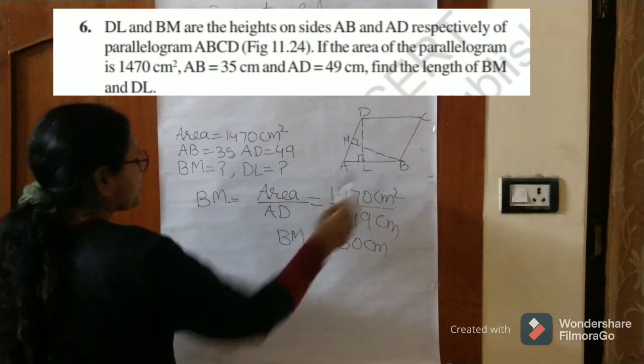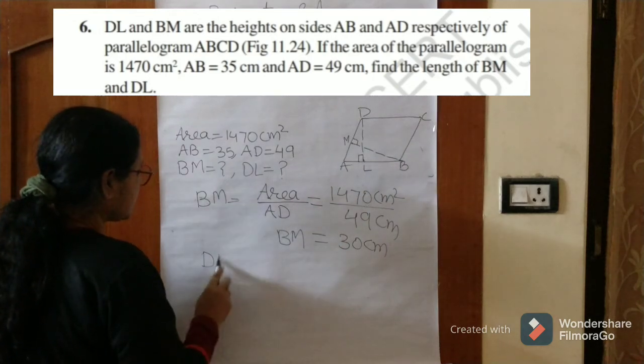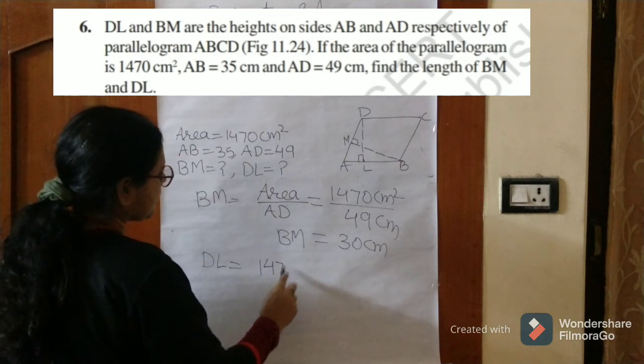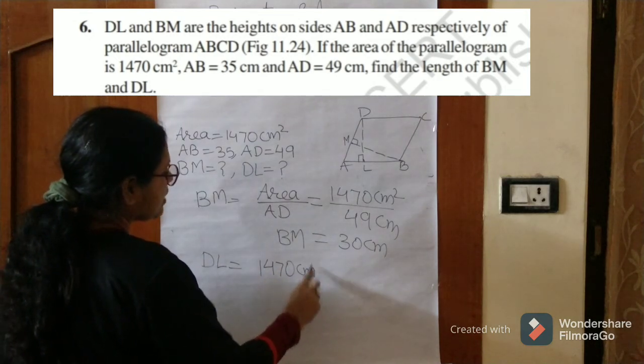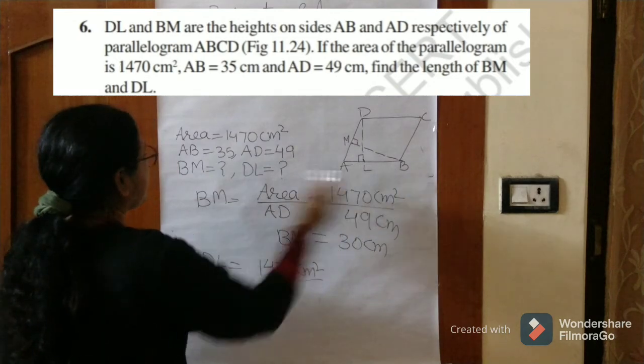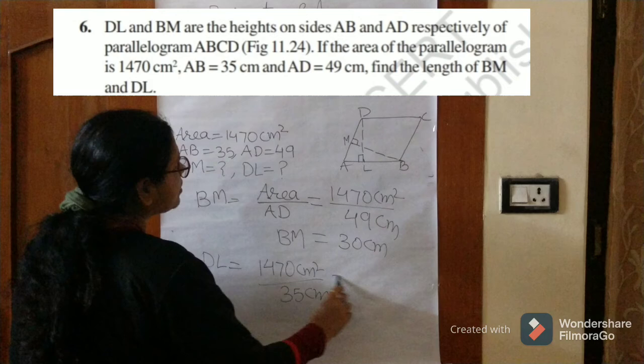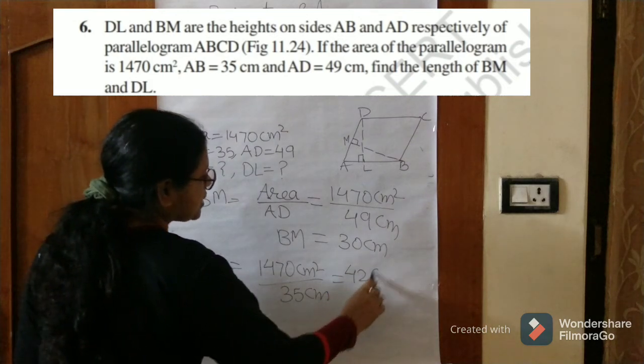Similarly, for finding out the DL, the area will remain same. Area is 1470 centimeter square and the base used will be AB. AB is given 35. So it will be 42 centimeter.